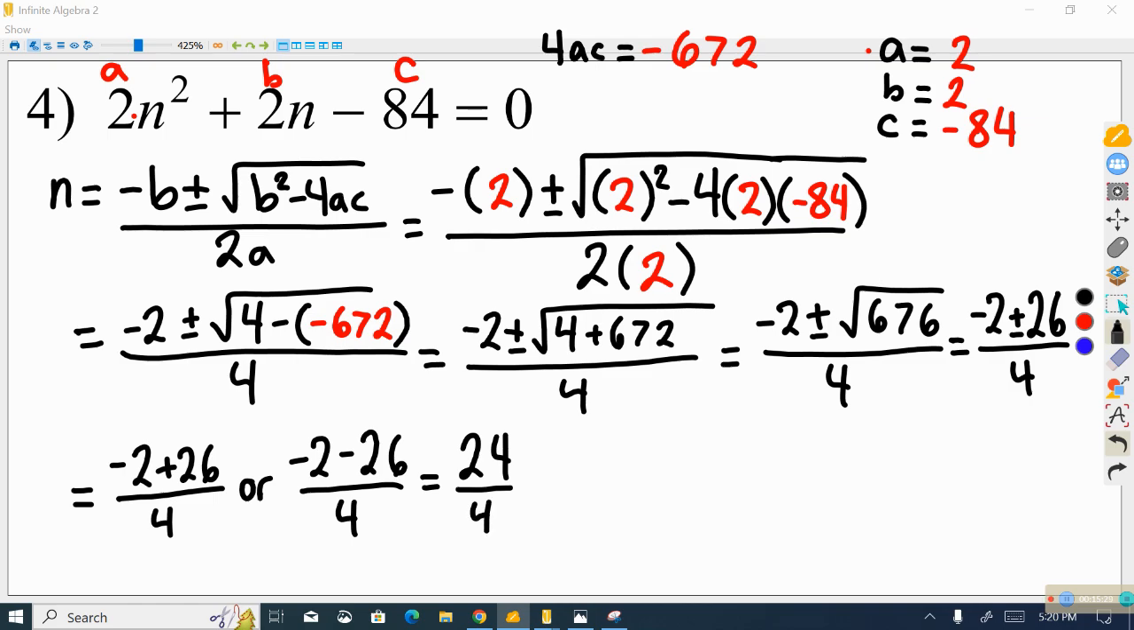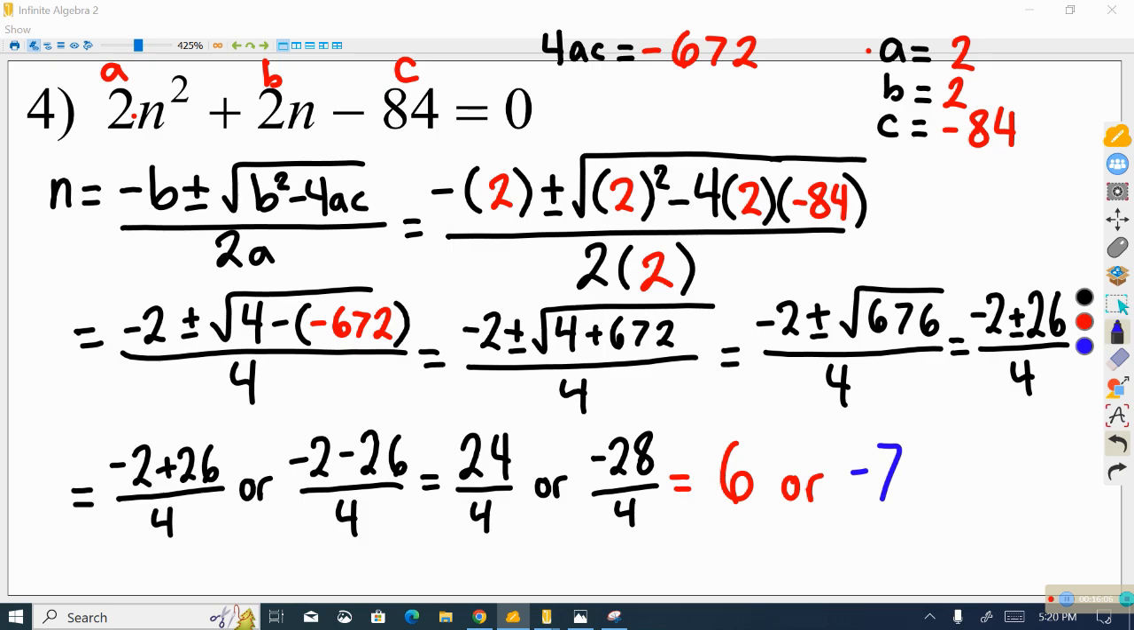And in this next case, don't forget to write "or," right? We get negative 28 over 4. Okay, so when we do this calculation, 24 divided by 4 gives us 6. Or we have to do the other possibility, right? Negative 28 divided by 4 gives us negative 7. So we have two different possibilities, right? Either n is equal to 6 or negative 7.